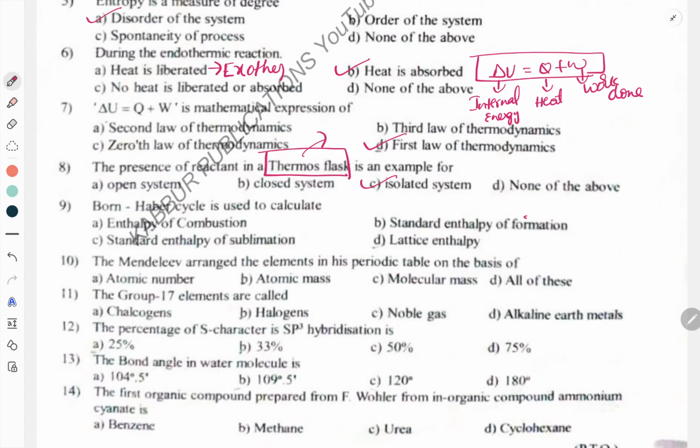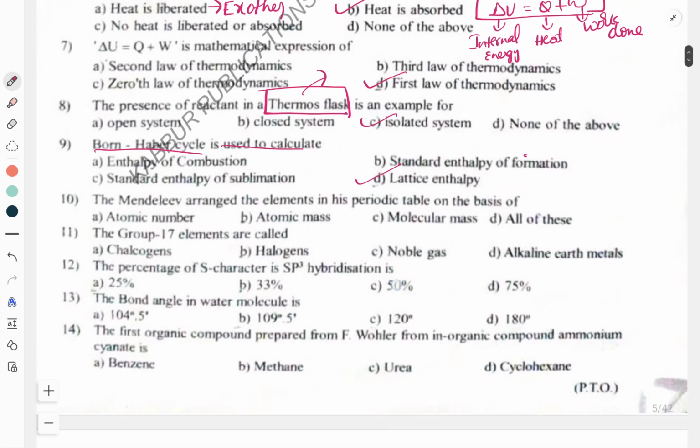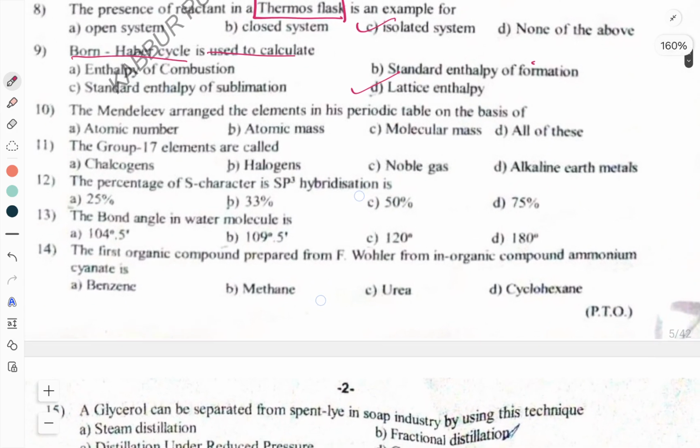Next, move on to the ninth question. Born-Haber cycle is used to calculate. Option D is the correct option, that is lattice enthalpy. See, the Born-Haber cycle is majorly used to calculate the lattice enthalpy, or lattice energy. Next, move on to the 10th question.